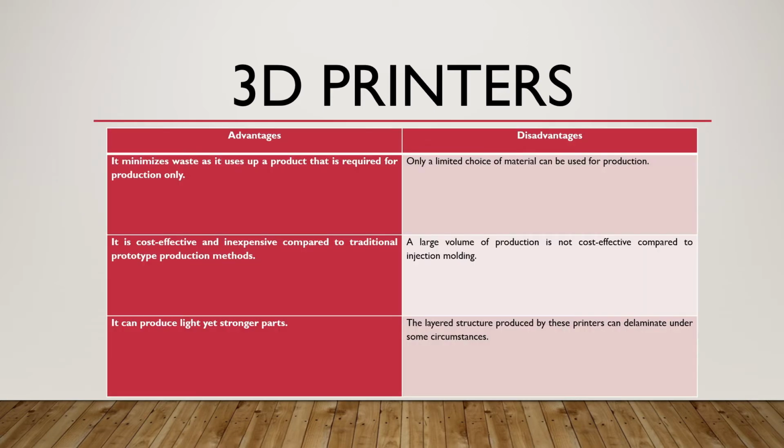The advantages of 3D printers: it minimizes waste as it uses only the material that is required for the production. It is cost effective and inexpensive compared to traditional prototype production methods. It can produce light yet stronger parts. Disadvantages: only a limited choice of materials can be used for production. A large volume of production is not cost effective compared to injection molding. The layered structure of these printers' products can delaminate under some circumstances.